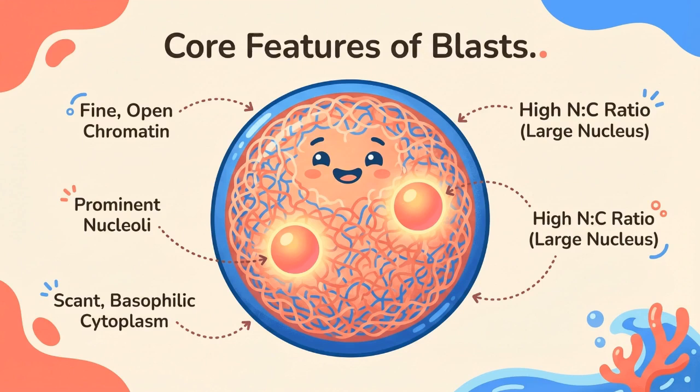While not always present, the combination of a high NC ratio, fine chromatin, and prominent nucleoli are the most reliable morphological indicators for identifying blasts in a peripheral blood smear or bone marrow aspirate. Mastering the recognition of these features is essential for accurate diagnosis in hematology. Let's break down each of these features, starting with the NC ratio.